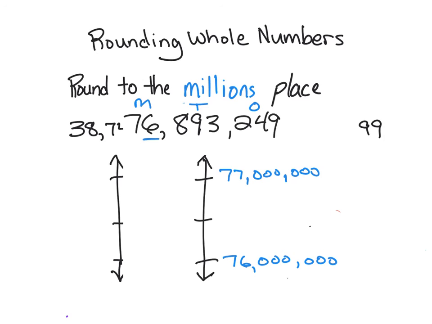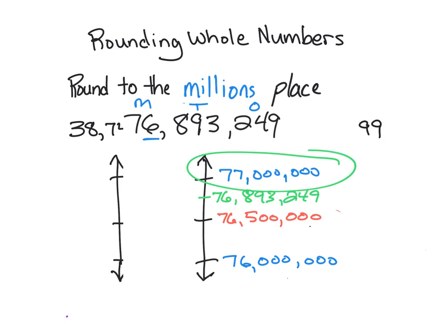Halfway between those two numbers, we would of course have 76,500,000. So now we look at our actual number, 76,893,249. And we can determine that that is larger than 76,500,000. So we simply plug it in. And we can see that this one would round to 77 million.